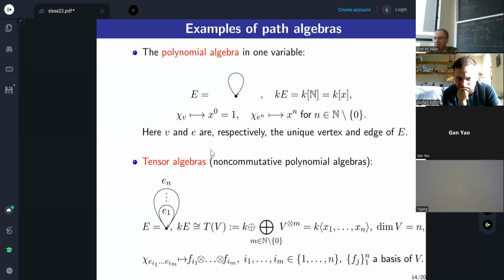But the thing is, and I'm definitely not going to talk about it, is that when you study, say, finite dimensional algebras over some fixed field, okay, what you can do is the following.